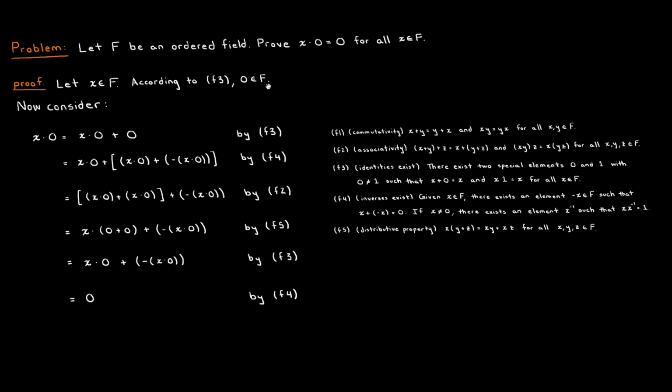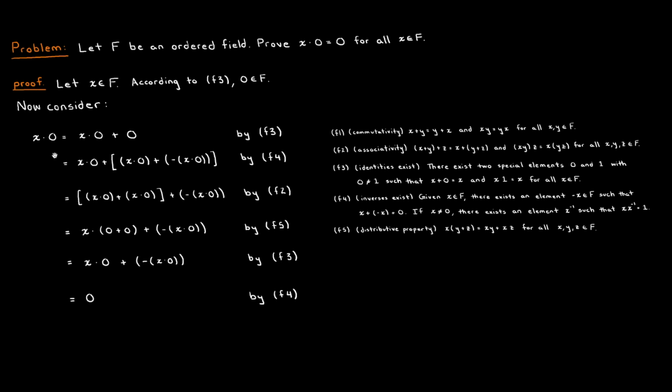and then according to the identities axiom, there is a special element 0 in the field, right? Now let's consider the multiplication operation applied to x and 0. And my goal is to manipulate this so that in the end I end up getting 0. And that will show that x times 0 is equal to 0.